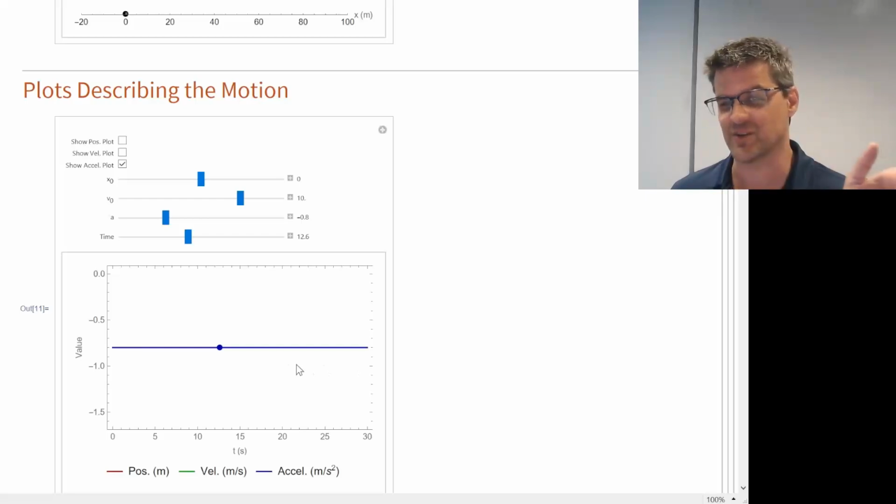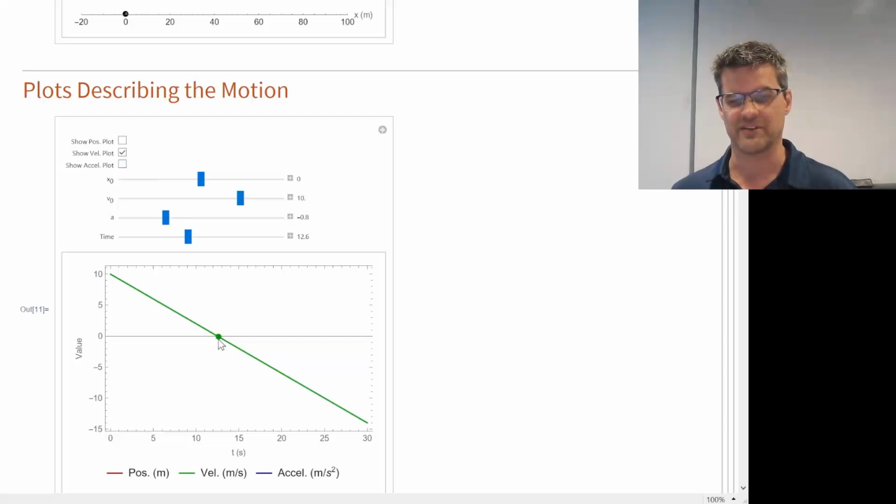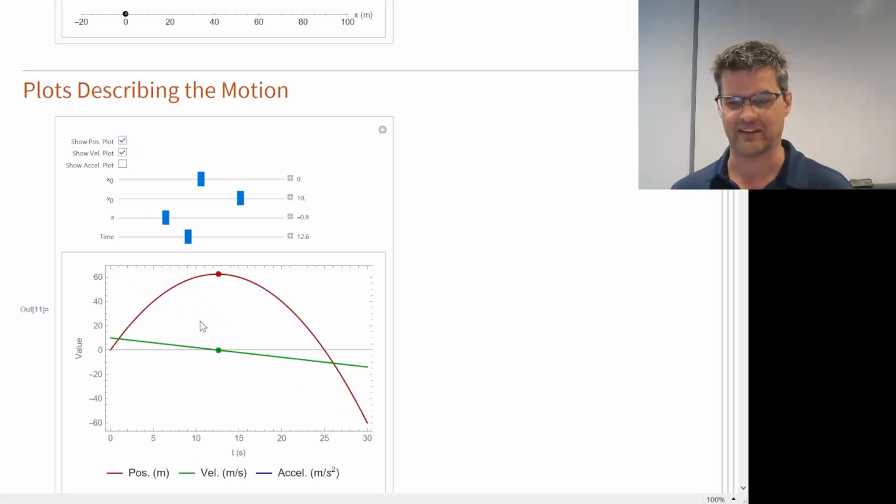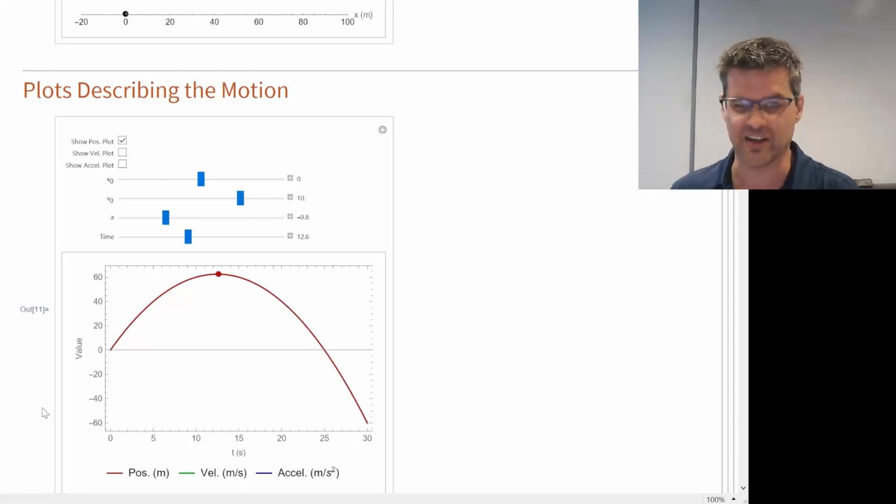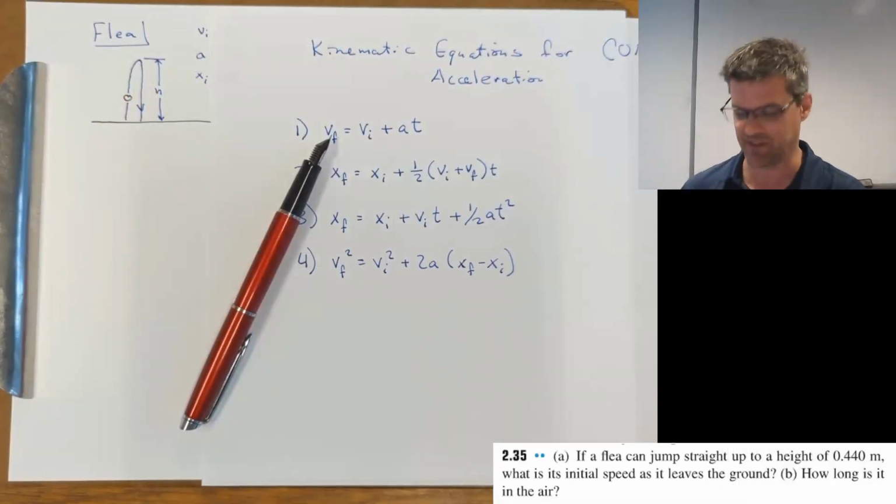The acceleration is always there. So there's non-zero acceleration, but there is 0 velocity at that position when it stops and turns around at the top of its motion. Okay, so this is just another description of what's going on here. Let's go back to the flea.